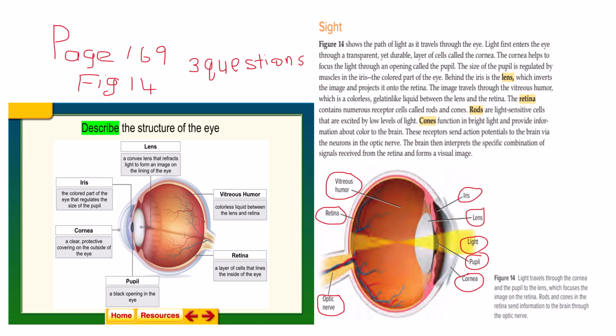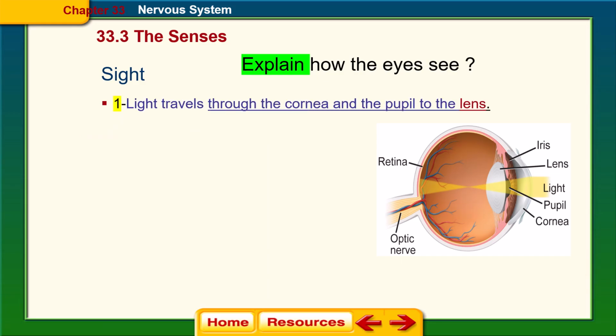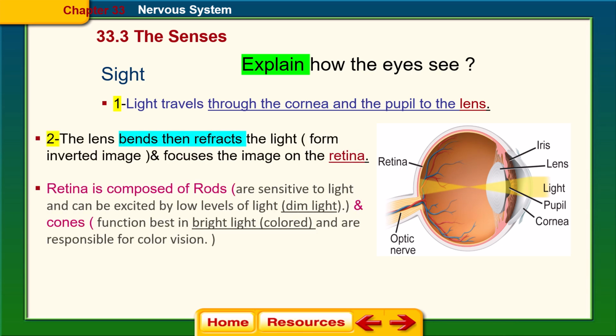Then you can see how the light travels. First it enters the cornea and pupil, and leads to the lens. Then the lens bends, refracts the light, forming an inverted image and focusing it on the retina. As I explained, the retina has rod cells and cone cells, which detect the light and the colors. But the image in the retina is always inverted. To see it upright, it is mainly the optic nerve, which is the nerve present here.